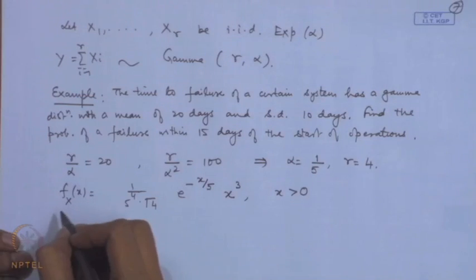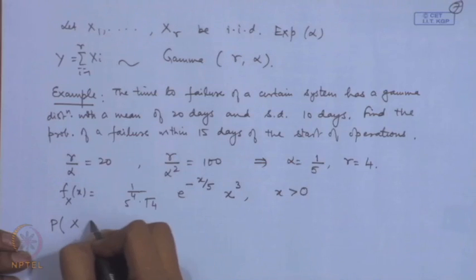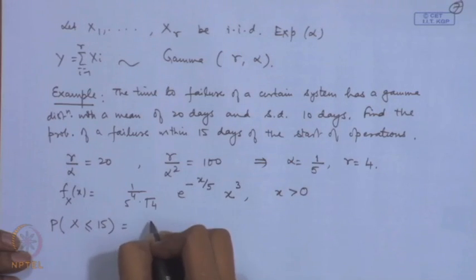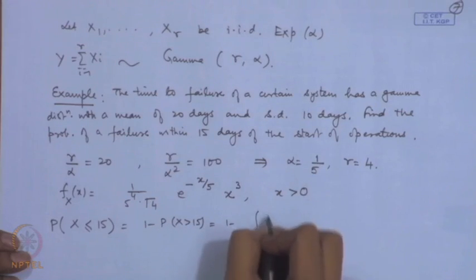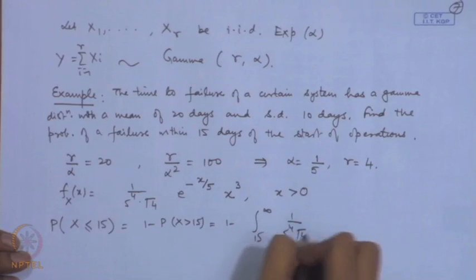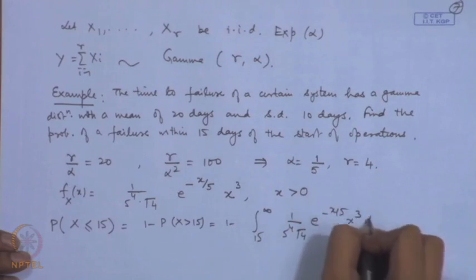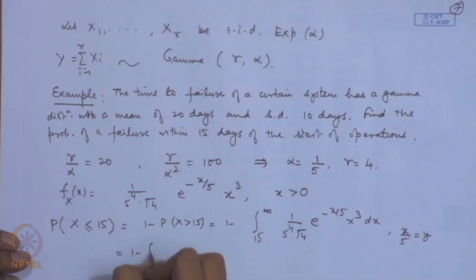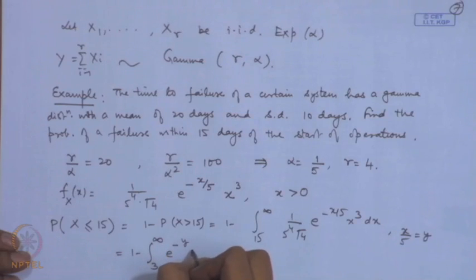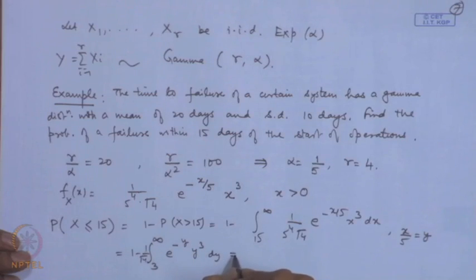We wanted the probability of the system failing within 15 days. So, that is equal to 1 minus probability x greater than 15, that is equal to 1 minus the integral from 15 to infinity of 1 by 5 times the density. Now, in this one we can substitute x by 5 equal to say y, then it will give 1 minus the integral from 3 to infinity of e to the power minus y, y cube, and 1 by gamma 4, dy. Now, this can be evaluated using integration by parts; actually it is an incomplete gamma function, and the value turns out to be 0.3528.